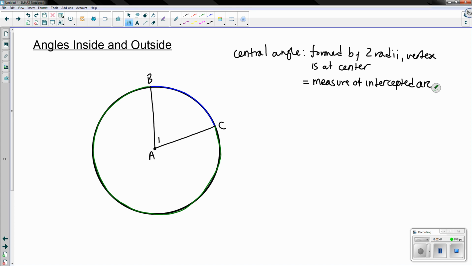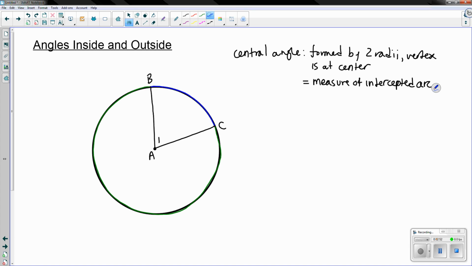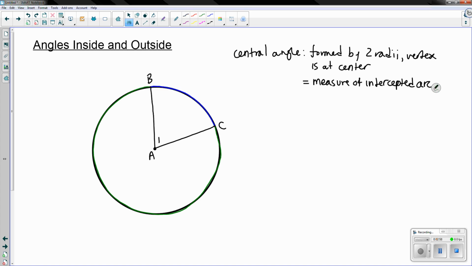How do we distinguish between the minor arc and the major arc? The minor arc uses two letters to label it, and the major arc uses three. Let's say I introduce another point, D, over here. If we see BC versus BDC, BC, two letters, is the minor arc. Three letters, we know we're dealing with the major arc. That's how you distinguish between the two.